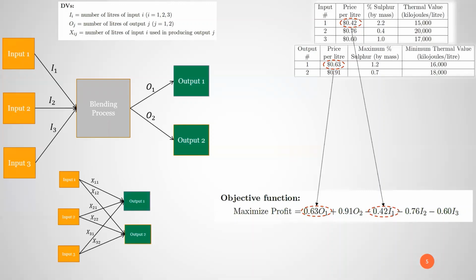And what is the price for buying each liter of input number 1? It is 42 cents. What is the buying price of each input number 2? It is 76 cents. And what is the price for buying each liter of input number 3? It is 60 cents. So this is how I form my objective function.